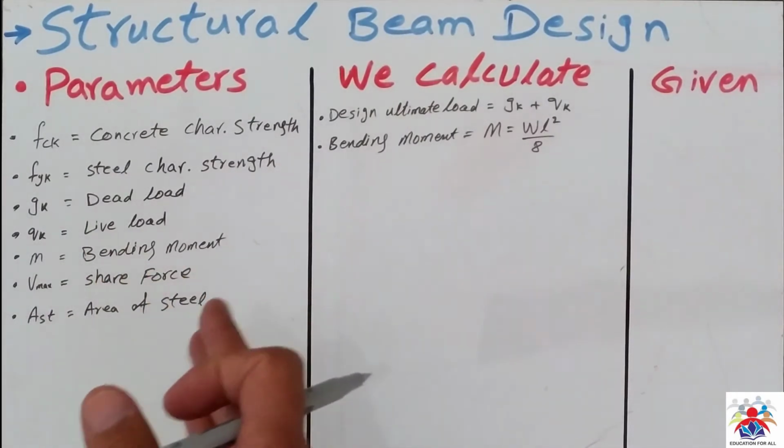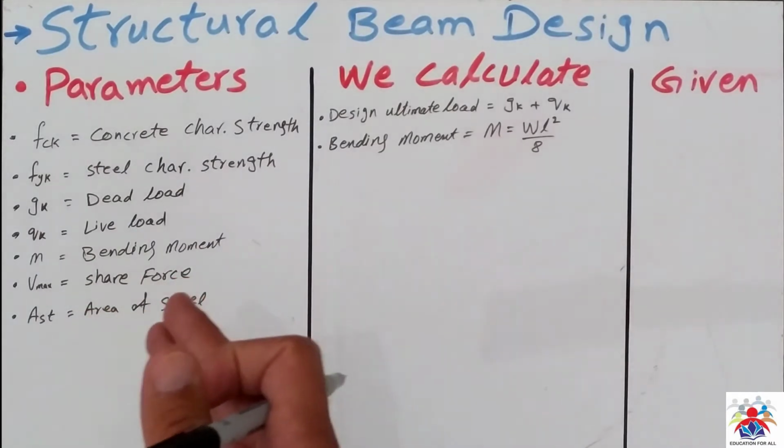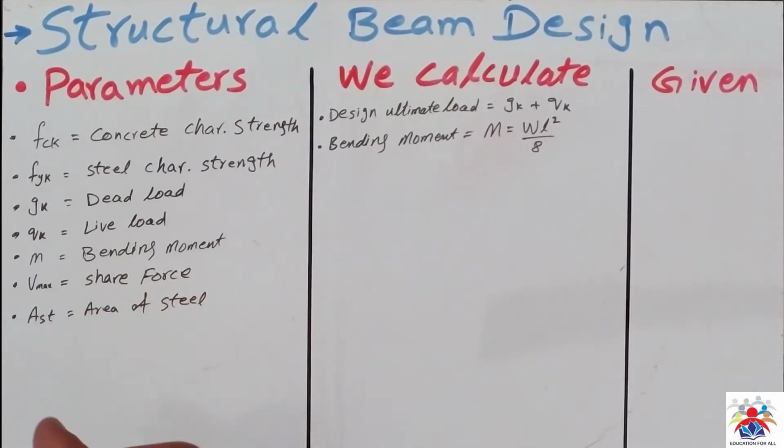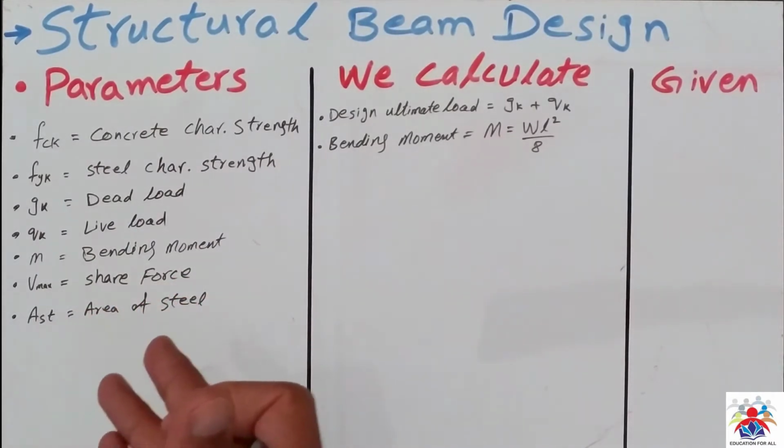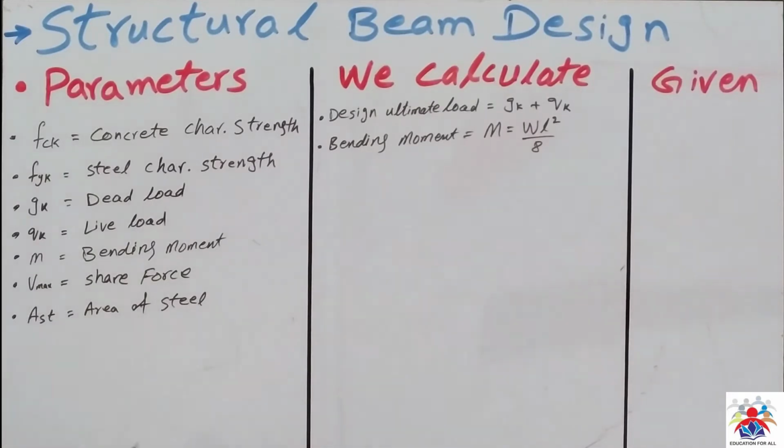M for bending moment. We can also write BM, or you can say M. We have Vmax, which is shear force. Then we have AST. Small st means area of steel. Okay, this is the area of steel. Then what do we calculate normally?